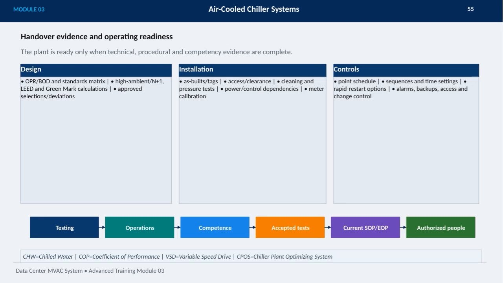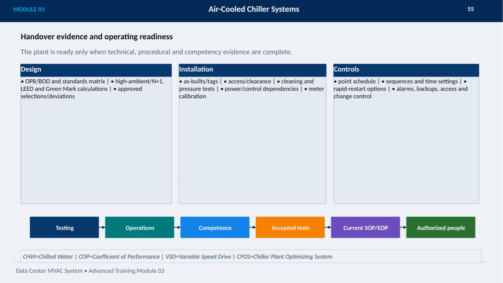On this slide, we focus on the critical concept of handover evidence and operating readiness for air-cooled chiller systems in data centers. The plant is only considered ready when technical, procedural, and competency evidence are all complete. Starting with design, key elements include the owner's project requirements, basis of design and standards matrix, as well as calculations for high ambient conditions, redundancy like N+1, and certifications such as LEED and Green Mark.